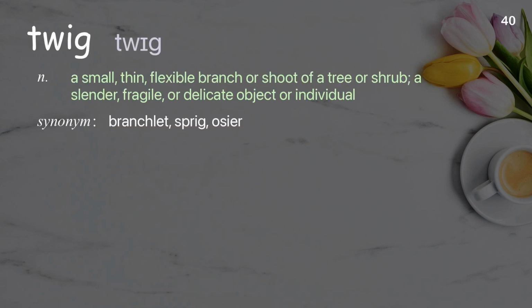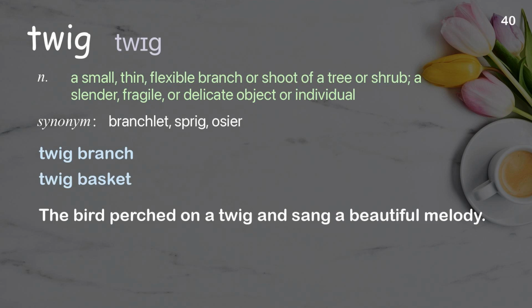Twig. A small, thin, flexible branch or shoot of a tree or shrub, a slender, fragile, or delicate object or individual. Examples: Twig branch, twig basket. The bird perched on a twig and sang a beautiful melody.